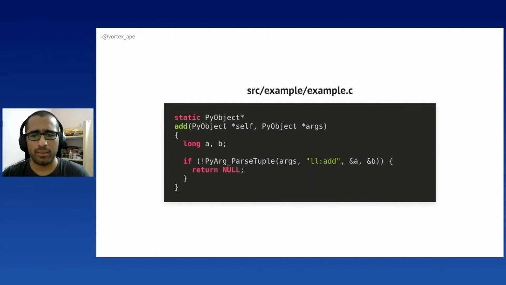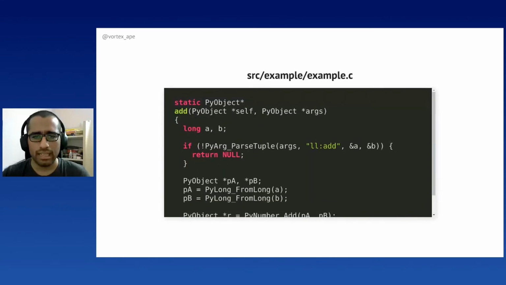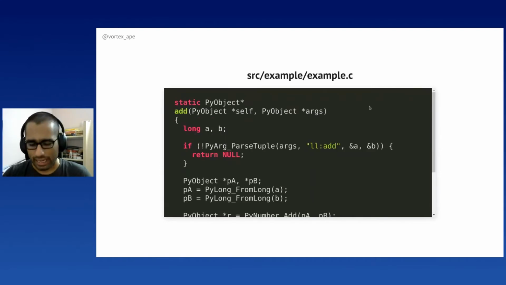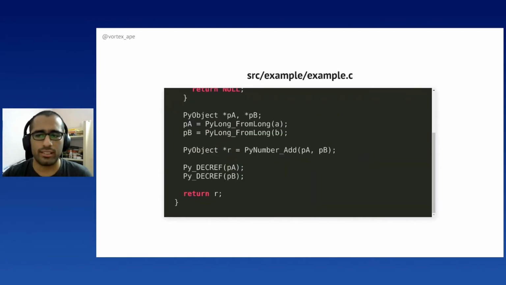If L is not able to parse our args and returns false, we need to return null to raise an exception and pass it up the call stack. Then we define two Py objects, PA and PB, and use the PyLong_FromLong function to convert C longs a and b to two long Py objects, PA and PB. And finally, we create another Py object called R, which stores the result of the PyNumber_Add function on PA and PB. In the end, we return R, which is the result of the addition.